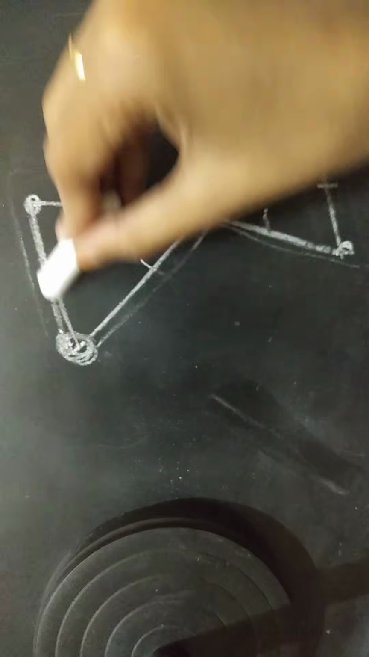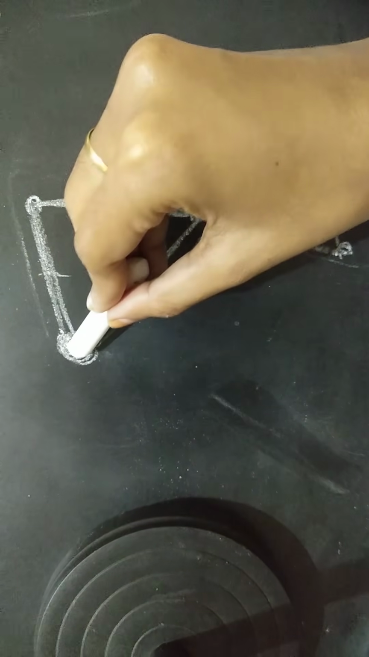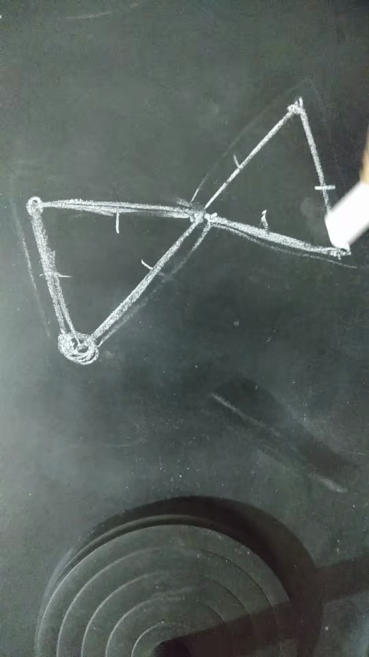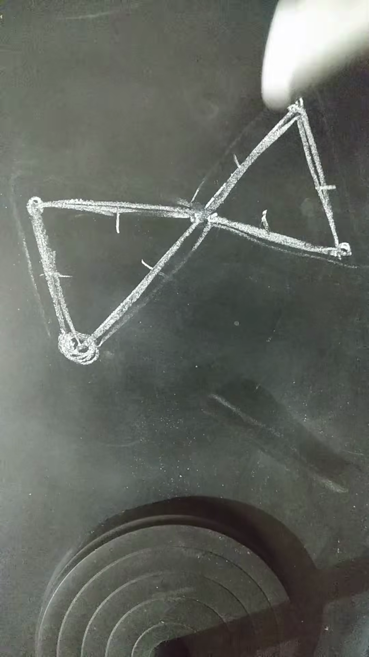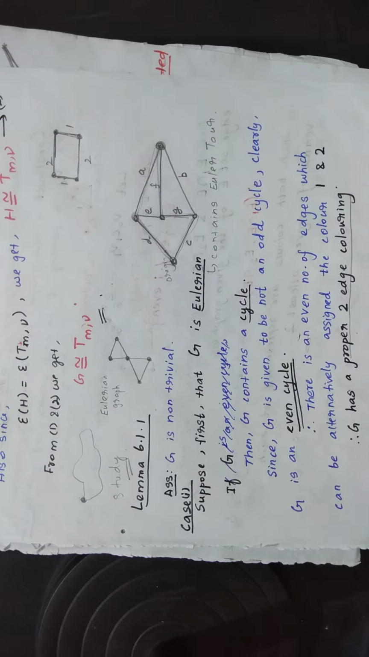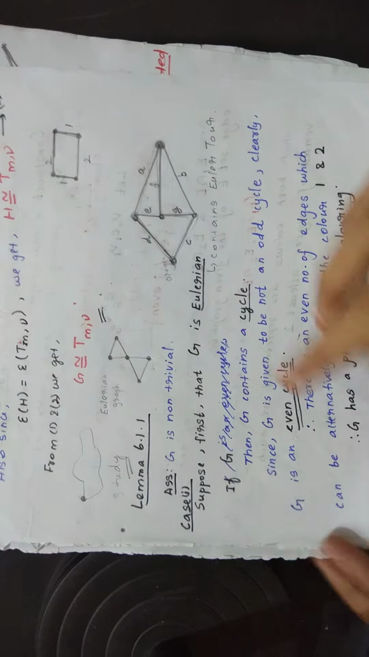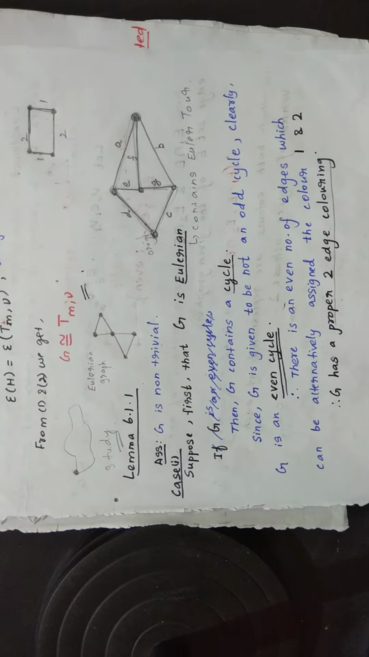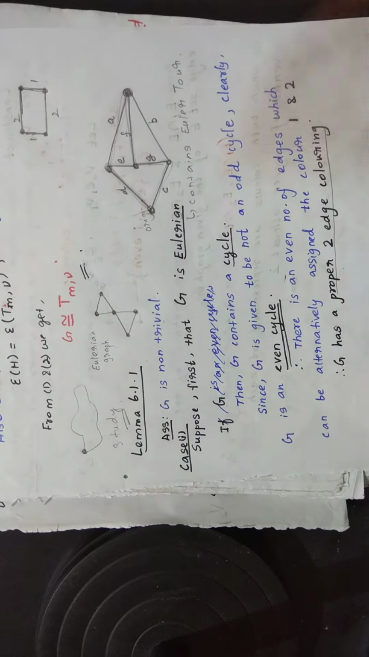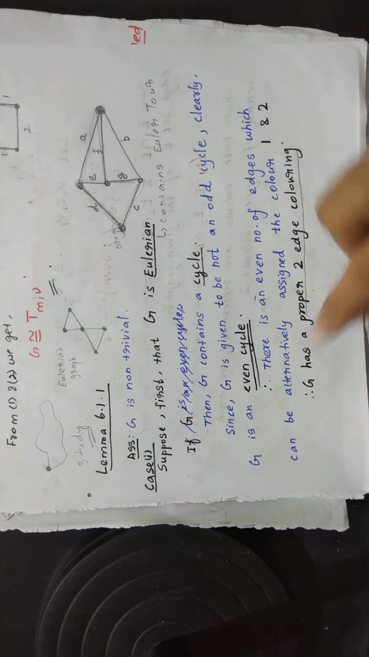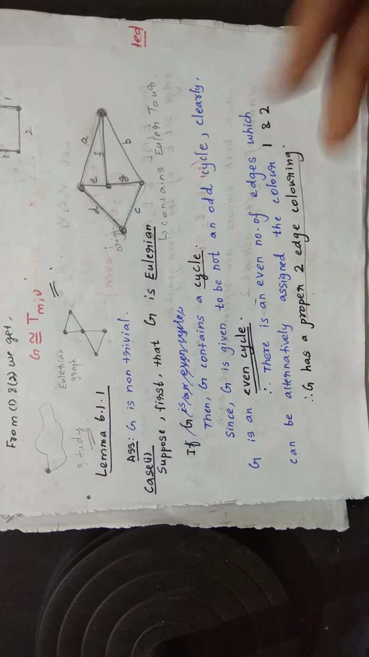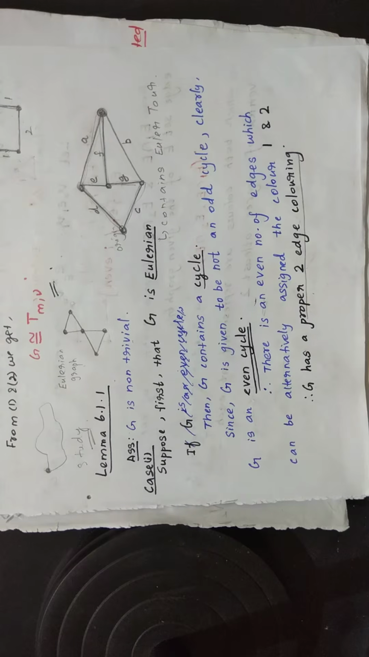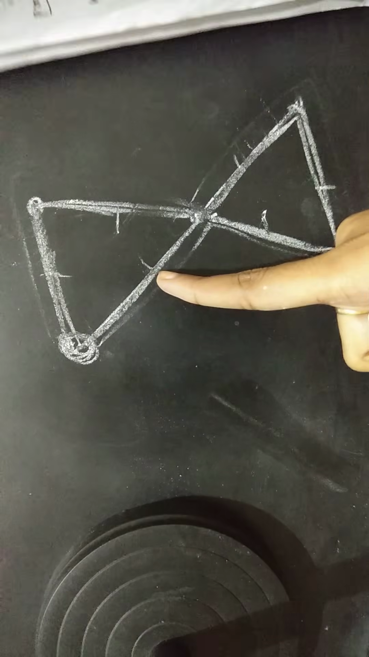Look at this. If I start from here, this is one cycle and this is another cycle. If it is Eulerian, there will be an Euler tour. Euler tour means surely there is a cycle, right? So that is what you are writing. Then G contains a cycle. After this line you have to write: then G contains a cycle. In the statement they have given that the cycle should not be an odd cycle, so you are saying that this G has an even cycle. In this graph you are having an odd cycle.